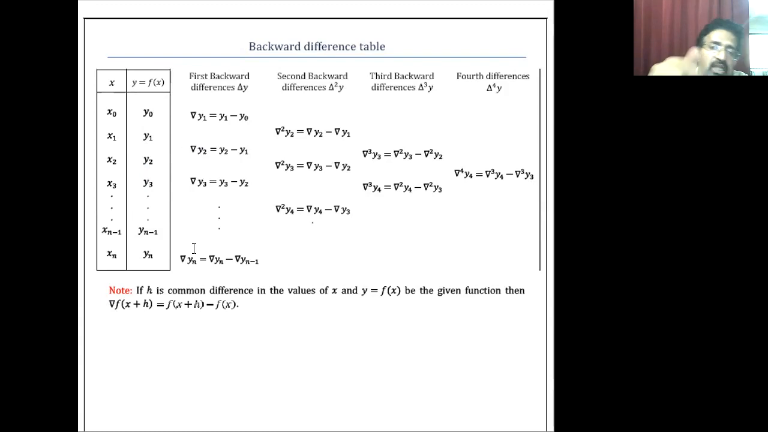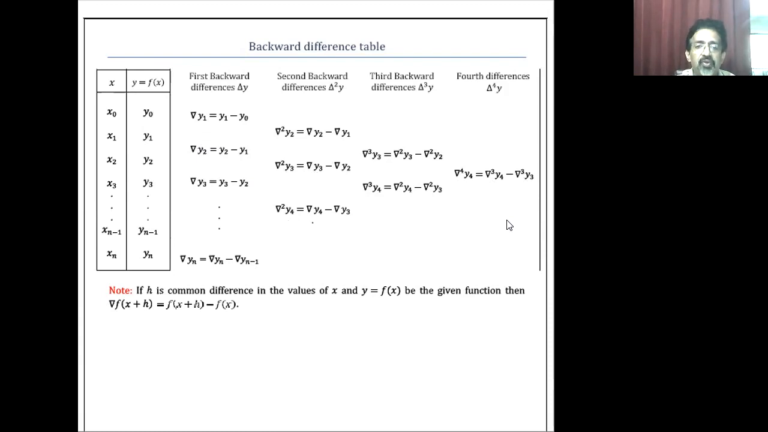As I told you, in between y0 and y1, I write nabla y1; between y1 and y2, I write nabla y2; like that, between yn-1 and yn, I write nabla of yn in my third column. Then again, the difference of the first order backward differences gives me nabla squared y2, which I write between nabla y2 and nabla y1. Then nabla squared y3 I write between nabla y3 and nabla y2. Like that I continue and go up to the nth order backward difference.